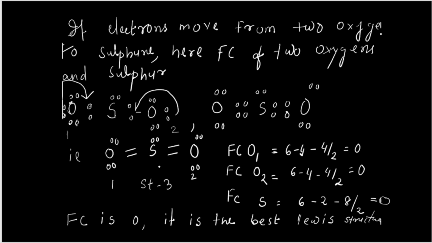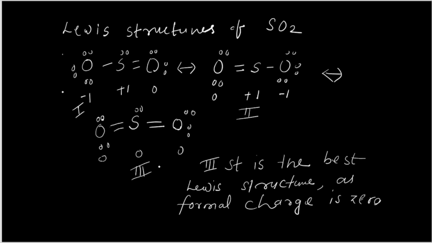So after that you can conclude the Lewis structures of sulfur dioxide. One is structure 1, other is structure 2, and third is structure 3. That means if oxygen 1 moves to sulfur, that is structure 1. If oxygen 2 moves to sulfur, that is structure 2. So here you can see this is a double bond because the electron moves from oxygen to sulfur, and this is structure 1, this is structure 2.